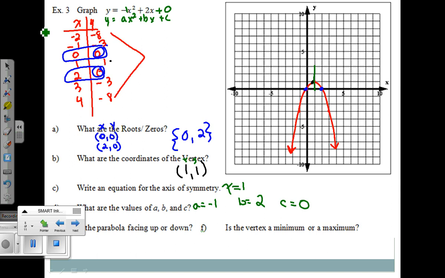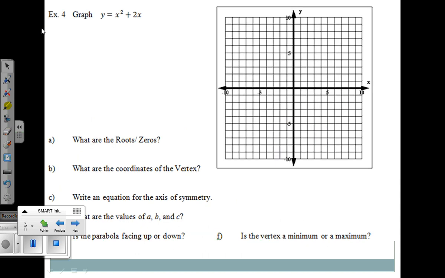This parabola is facing down because it looks like a frown. And because the vertex is on top, it actually is the location of a maximum. Now try this one completely on your own from start to finish. And press play when you're ready to go over it.